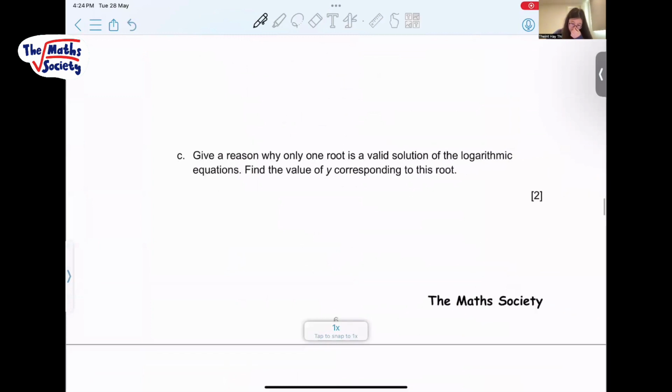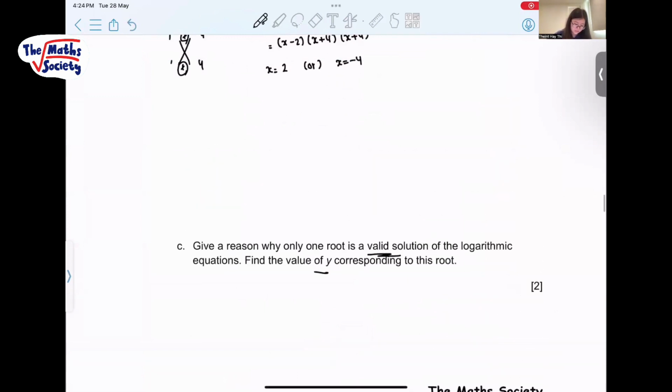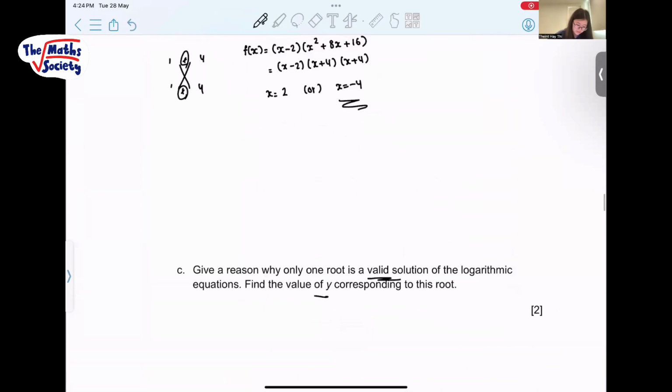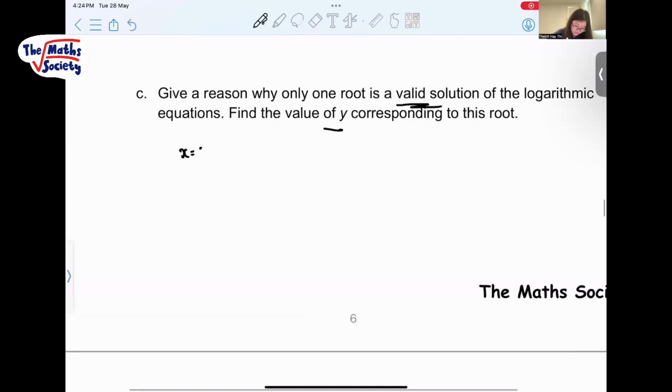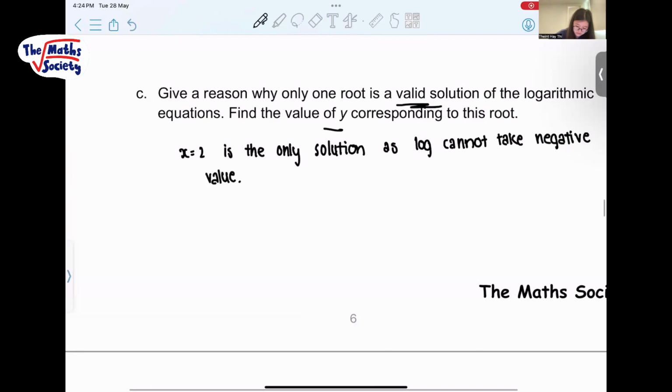And then part C is to give a reason why only one root is a valid solution of the logarithmic equations and find the value of y corresponding to this root. So we know that we cannot take the negative, as log cannot take negative values, right? So you can just say that x equal to 2 is the only solution. Log cannot take negative values. So then we need to find the y value.